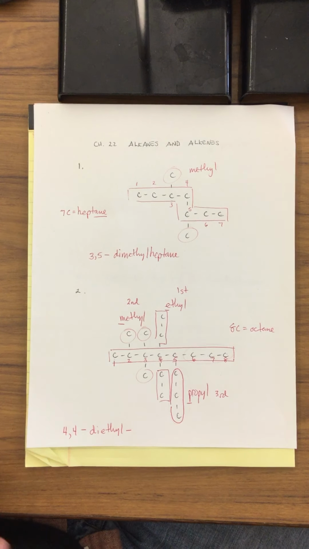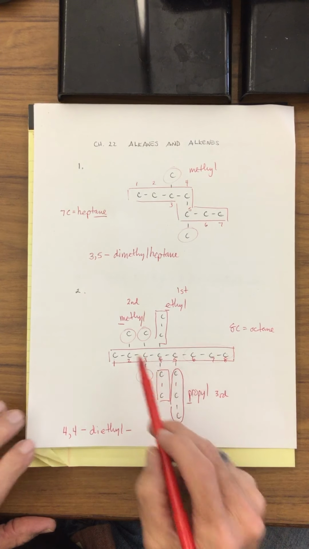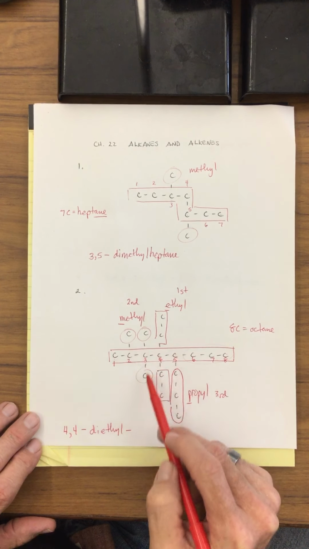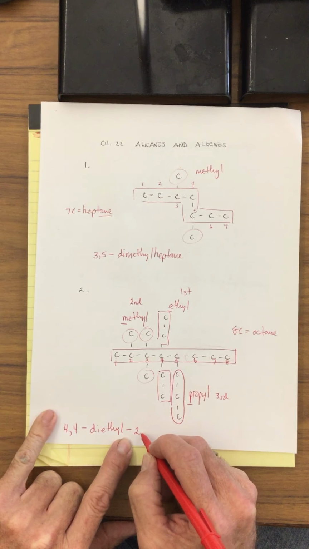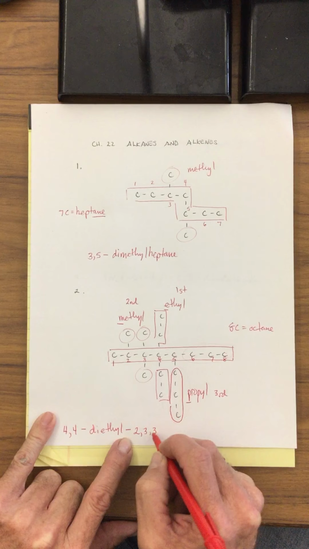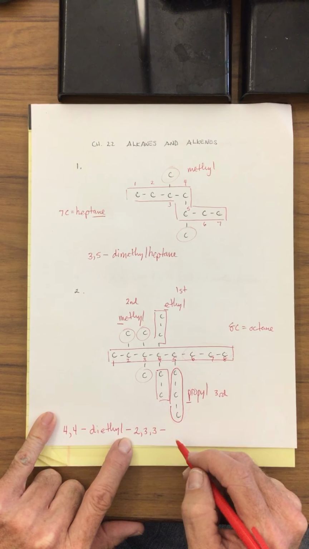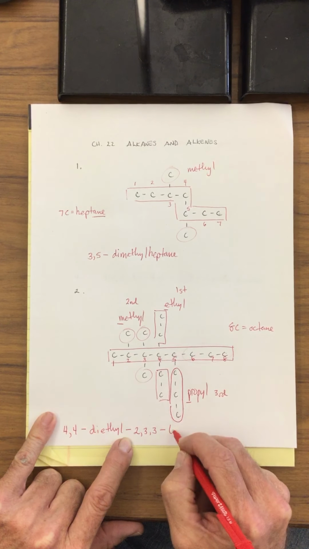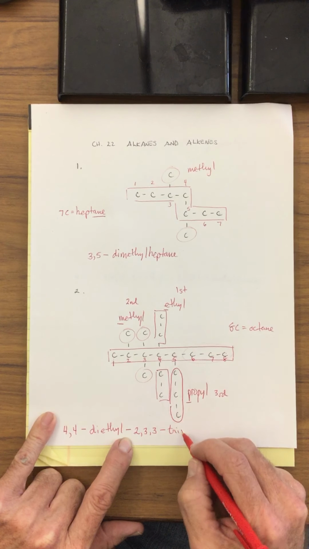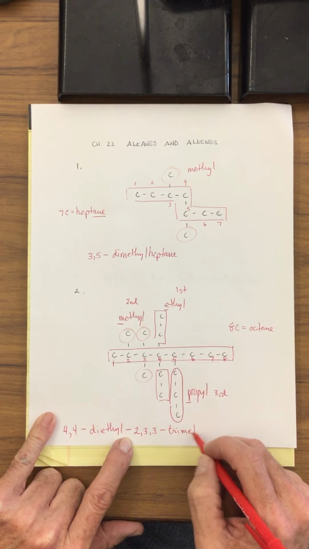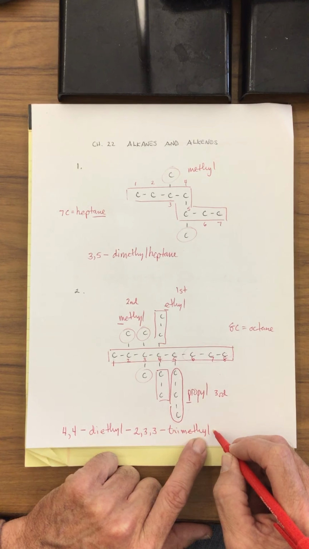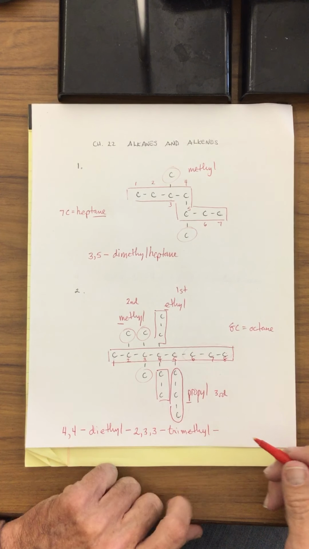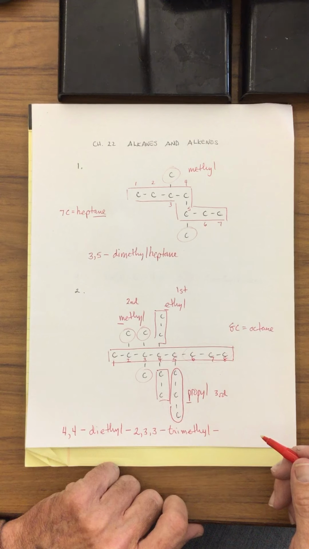Now I need to account for my methyls. Where are my methyls? They're on carbon number 2, carbon number 3, and carbon number 3. So we have a 2, 3, 3, and can you guess what the prefix is going to be? Tri for the 3 methyls. Trimethyl. Okay, and then we're going to have a dash, and we're going to have a propyl.